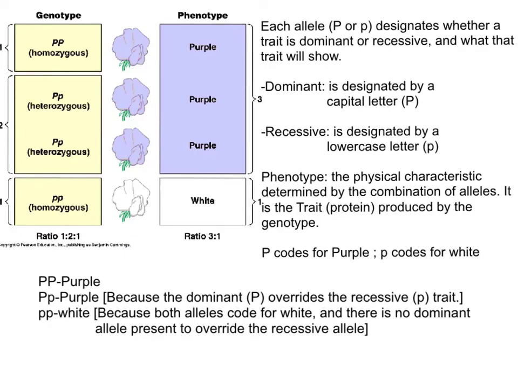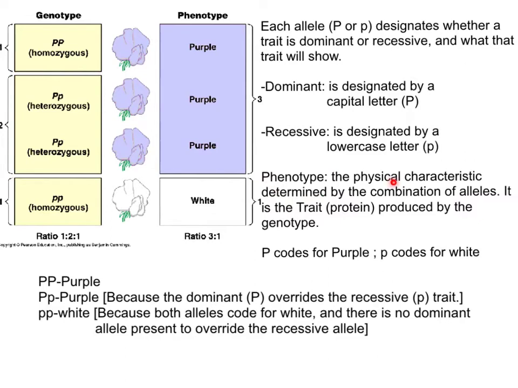So continuing on, we can see that each allele, whether it be capitalized or lowercase, designates whether a trait is dominant or recessive. As we learned in the previous slide, dominant traits are designated by a capital letter and recessive traits are designated by a lowercase. Now, depending on the combination of your genotype, that will influence your phenotype. So phenotype is the second thing that we're going to learn. So P for pheno, physical.